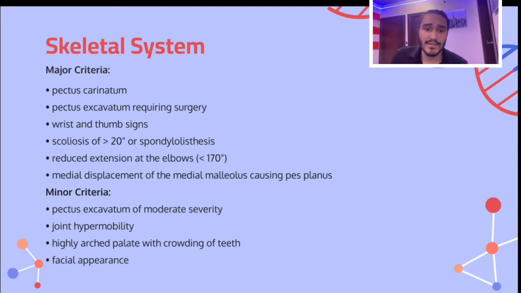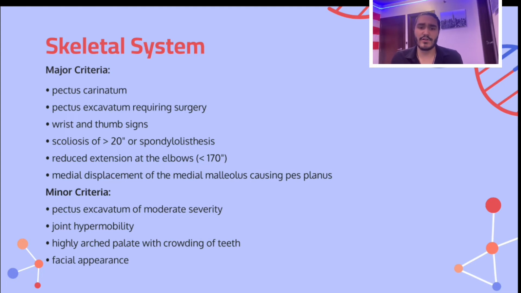The first one is pectus carinatum. Second one, pectus excavatum requiring surgery. Wrist and thumb signs, scoliosis of more than 20 degrees, or spondylolisthesis. Reduced extension of the elbow of less than 170 degrees, and medial displacement of the medial malleolus causing pes planus.